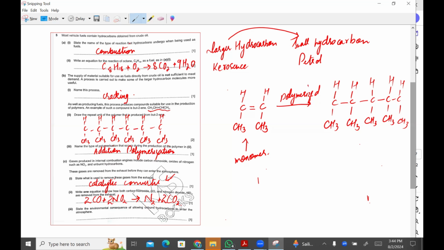State the environmental consequences of allowing unburnt hydrocarbons to enter the atmosphere. So you have already discussed this thing. That would be global warming, yes, global warming, and that could also be smoke as well.